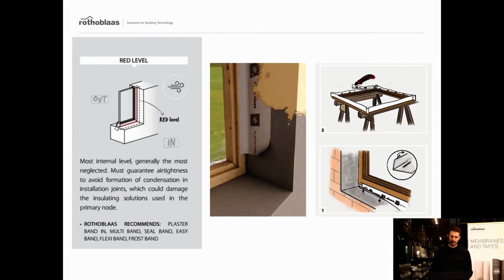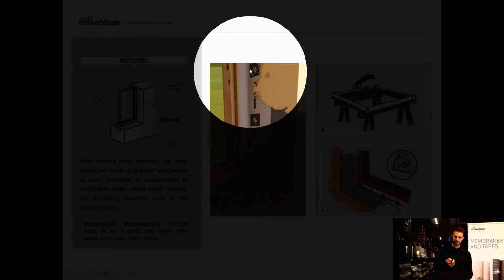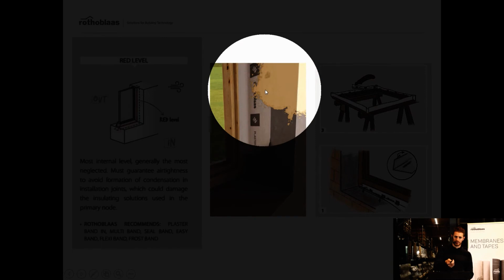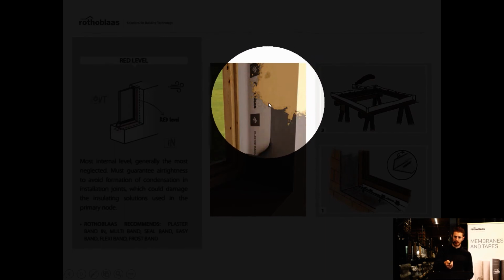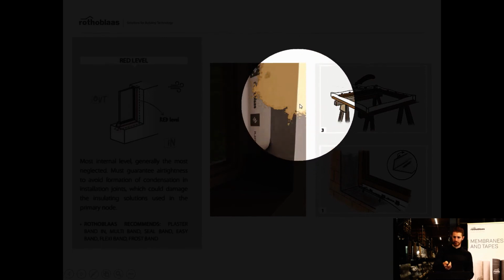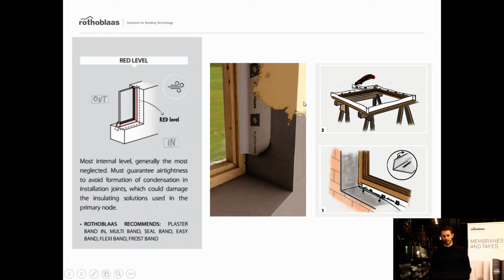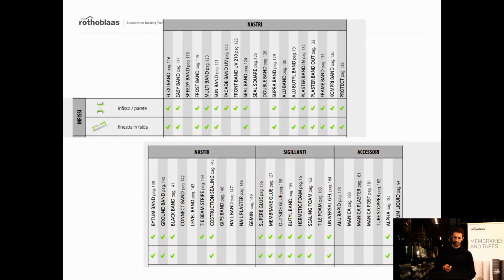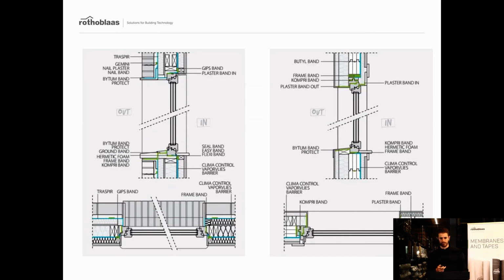And the final level is the red level on the inside, and you see, for example, here that you have your membrane, which is continuous in this scenario with a plaster finish of your wall, because plaster is airtight just like the membrane. So you make sure you have the continuity. These are the products that you can use to achieve this for windows.